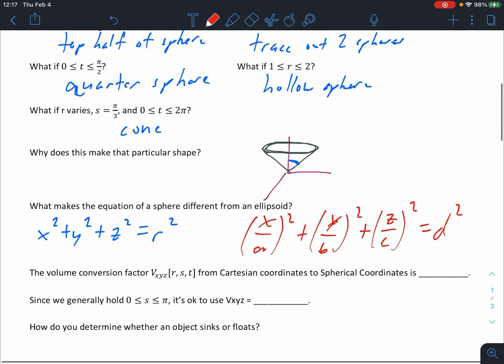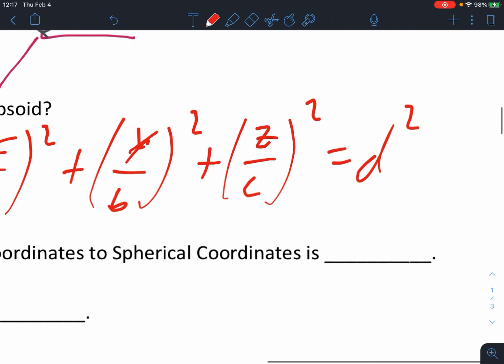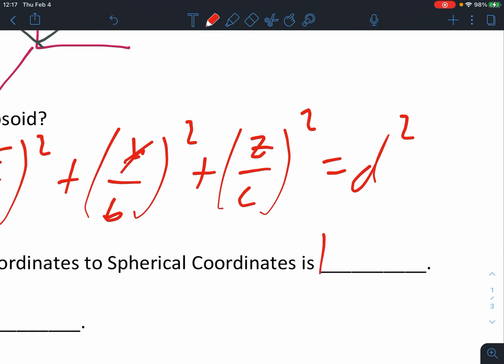The volume conversion factor, which you can prove using the volume conversion factor or the area conversion factor formulas that we learned previously, from Cartesian to spherical, is always going to be the same. It's the absolute value of r squared sine s.